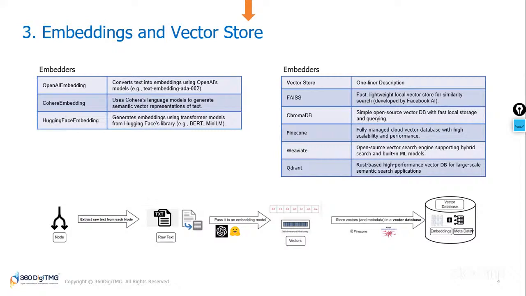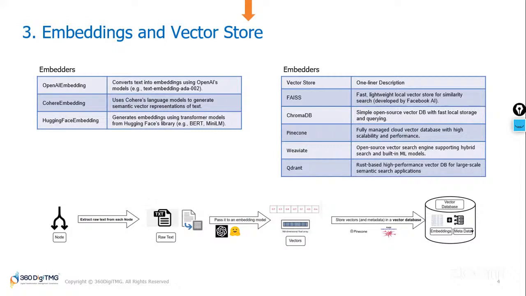Then we also have a lot of different embedders like this, like a vector store, FAISS, again, this is pretty popularly used, developed by Facebook. Then we have Chroma database, right? So we have a simple open source vector database with fast local storage and querying. Then we have Pinecone, which is fully managed by the cloud vector database itself. Weaviate is another example. Qdrant, okay, this is also a Rust-based high-performance vector database for large-scale semantic search applications. So several things are there which can be used for this particular purpose.